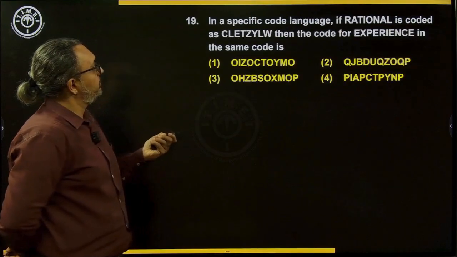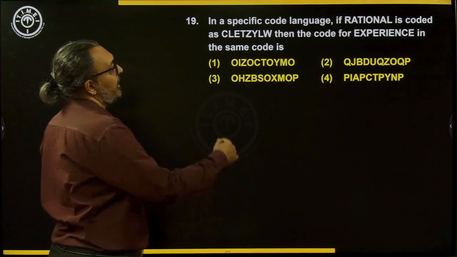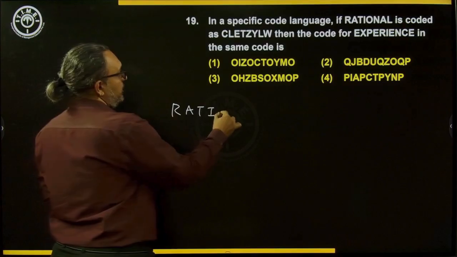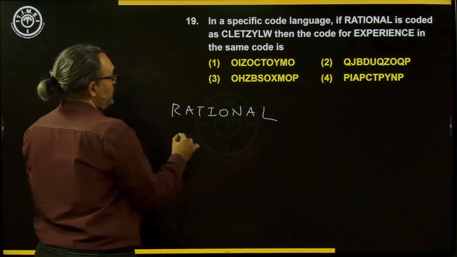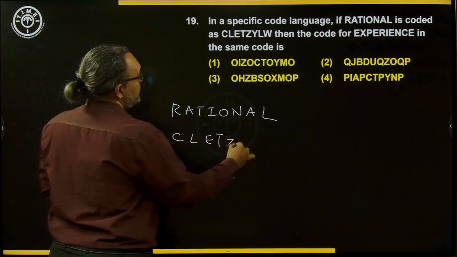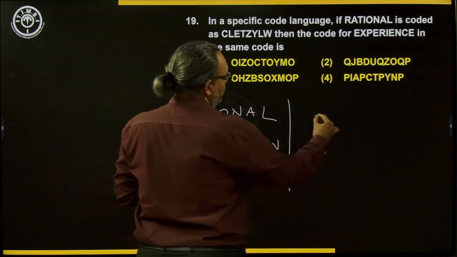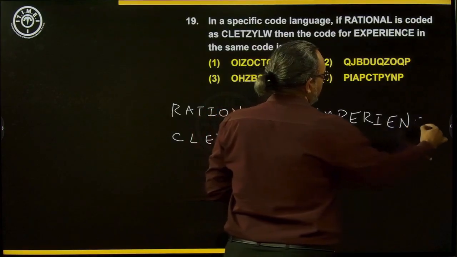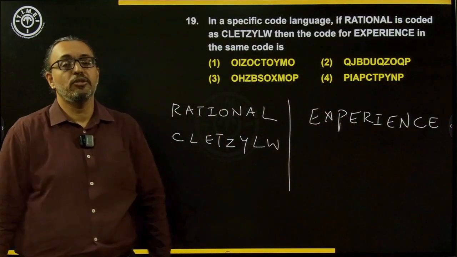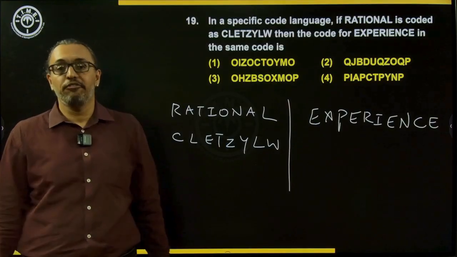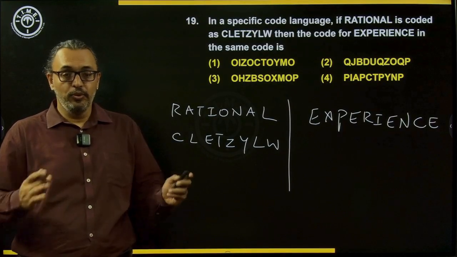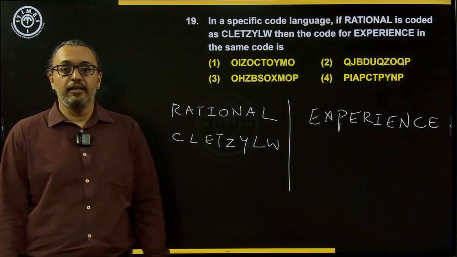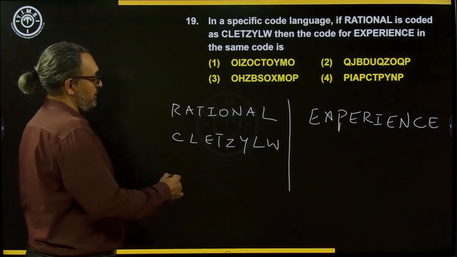Now, if in a specific code, rational is coded as CLETZYLW, then the code for experience is, okay. So ensure that you are doing the questions one time and getting the answer right away. Understood? You need to follow at a steady pace, work it out, getting the answers then and there.